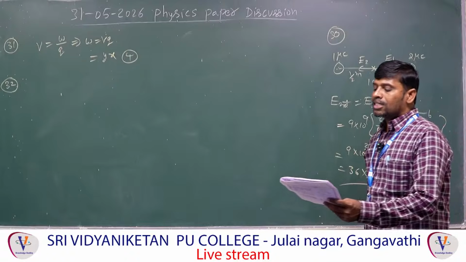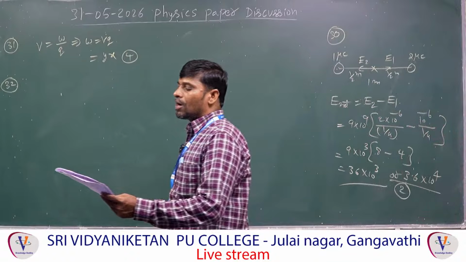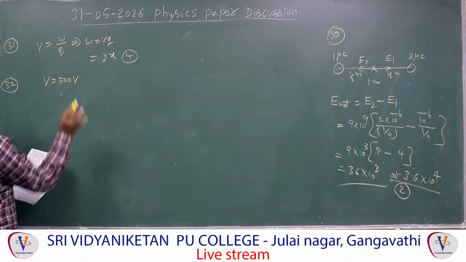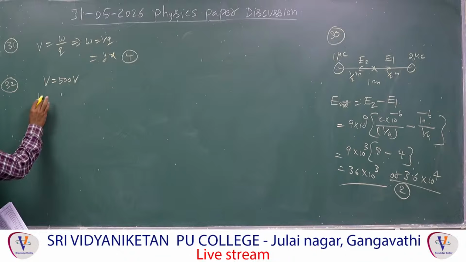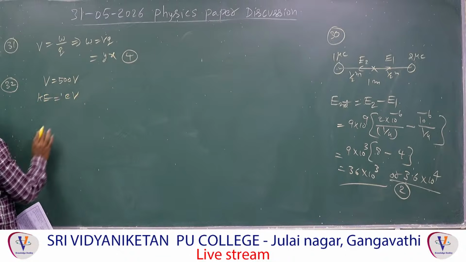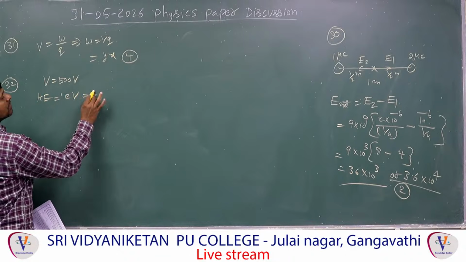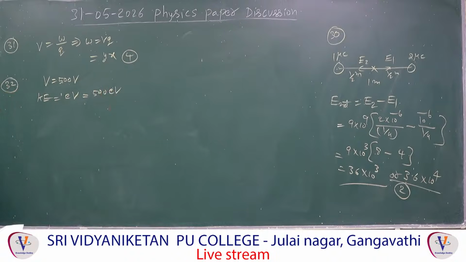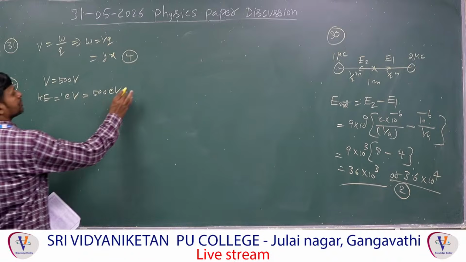A proton is accelerated from rest through a potential of 500 volts. What is the kinetic energy? Kinetic energy is nothing but charge into voltage. Voltage value is 500, and e is already there. That's why 500 electron volts, like the second option.